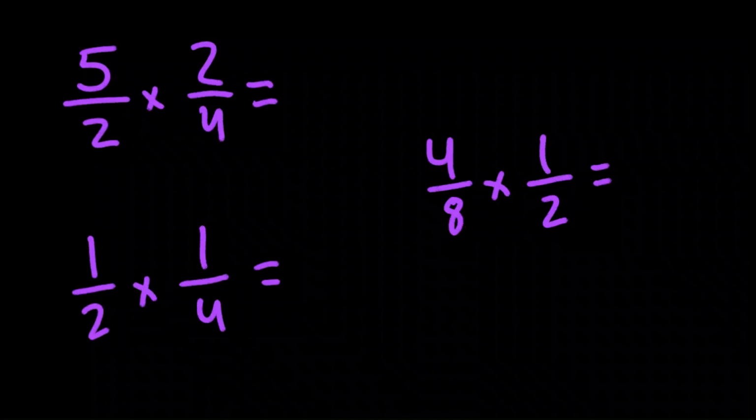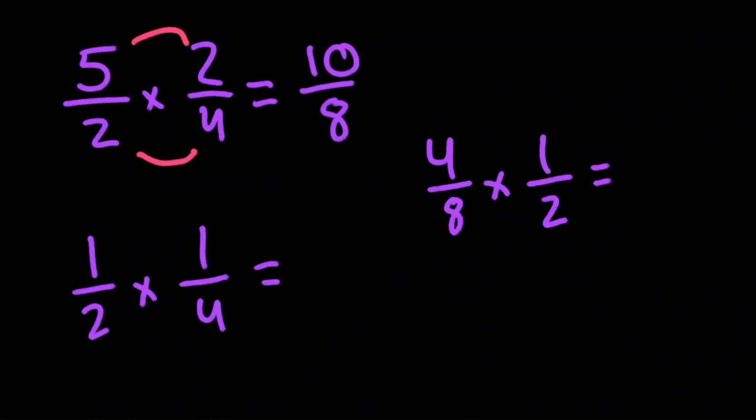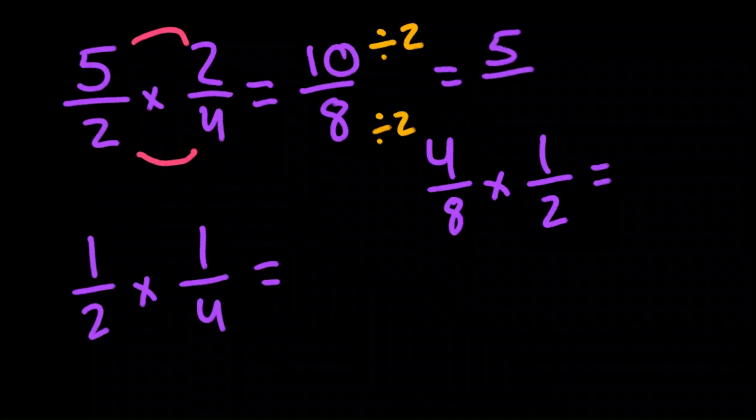Now that you've had a little practice, pause the video and try solving these 3 problems. Let's solve them now. So for this first one, we would do 5 times 2, which would give us the numerator 10. The denominator would be 2 times 4, 8. 10 and 8 have a common factor of 2, so we can divide the top and the bottom by 2 and get our final answer of 5 over 4.